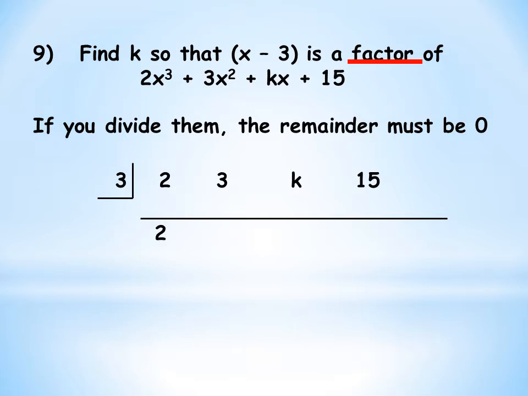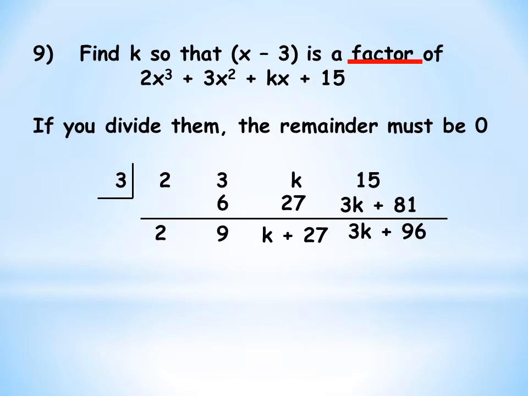I'm going to carry out my synthetic division like I always do. I'm going to bring down the 2. I'm going to multiply. I'm going to add. I'm going to multiply. But now when I add, I have unlike terms. So I just have to put k plus 27. Now when I multiply, I basically have to distribute that 3. I'll get 3k plus 81. And now when I add, I'm just going to combine my like terms. I'm going to add the 15 and the 81 to get 96.